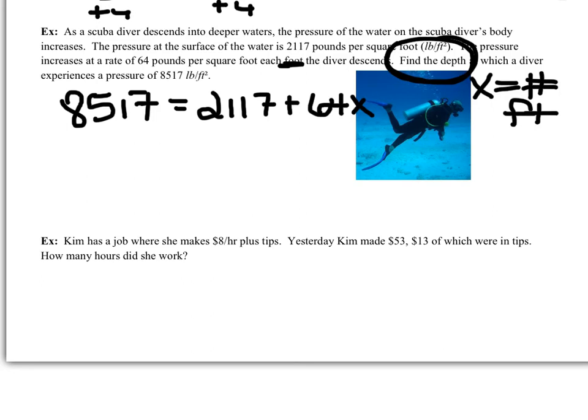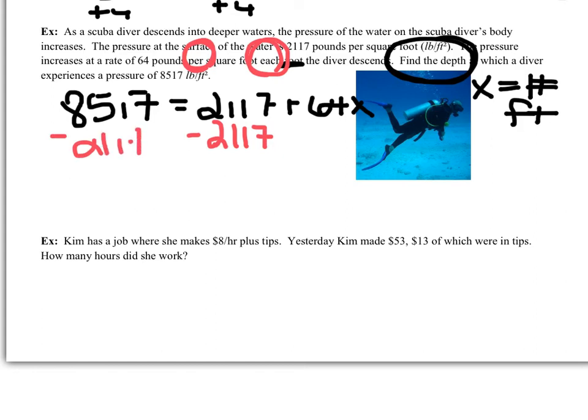So total pressure is going to come from the sum of the original pressure plus the 64 pounds per foot. Remember that that word each usually means to multiply, each or per. Okay, so per square foot, each foot. So that means to multiply the 64 by the number of feet, which we've called x. So now I could just solve it like normal. So I'm going to subtract 2117 from both sides.